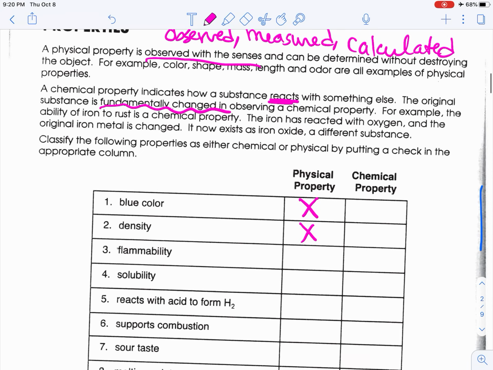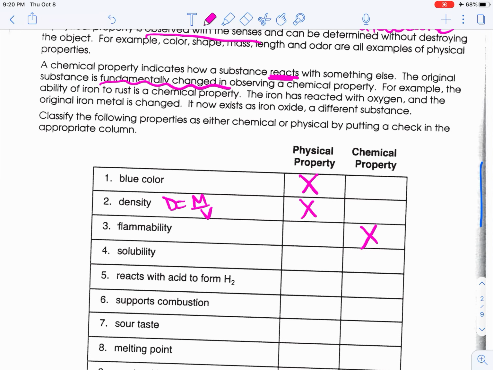So for example, density. Density is something that can be calculated. And if you don't remember the formula, it's on reference table T. It's density is mass divided by volume. Flammability. Well, that has to do with if something is going to react. Okay, so, well, just are you flammable? Are you going to react? Okay, solubility, which means dissolving.